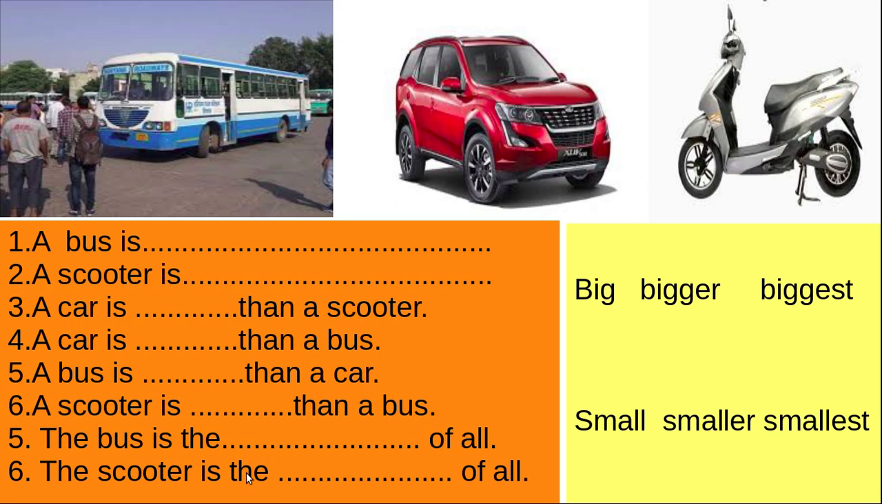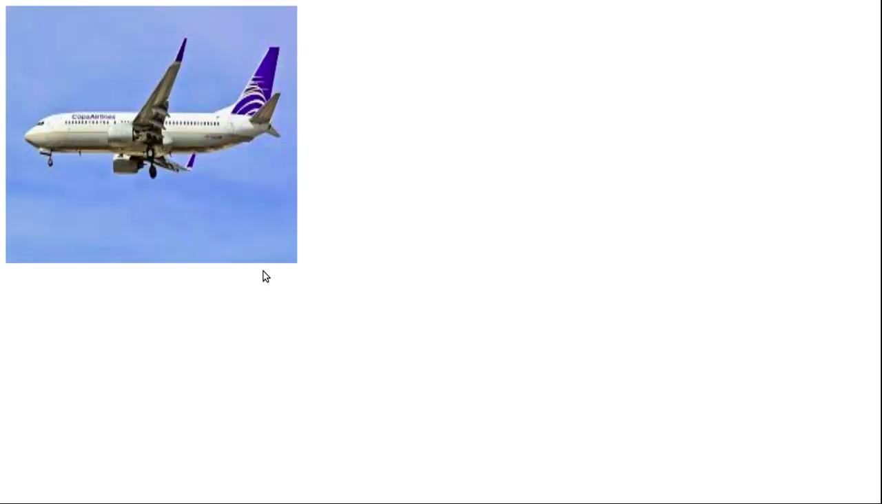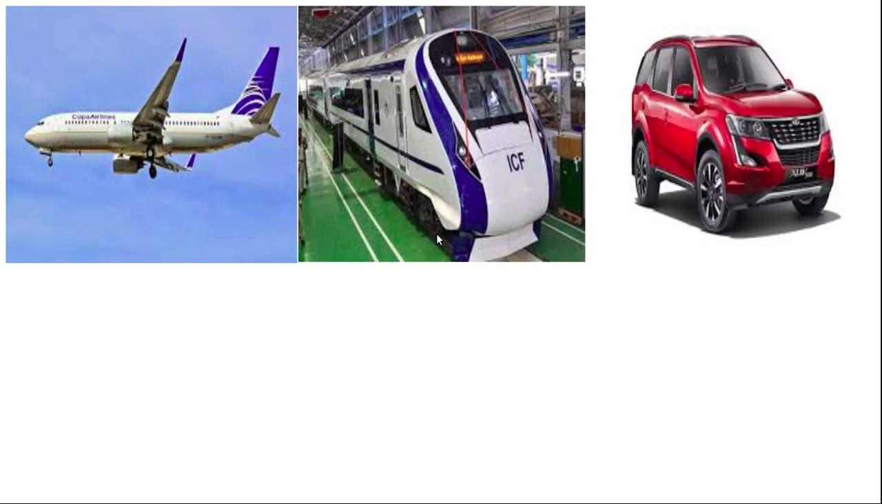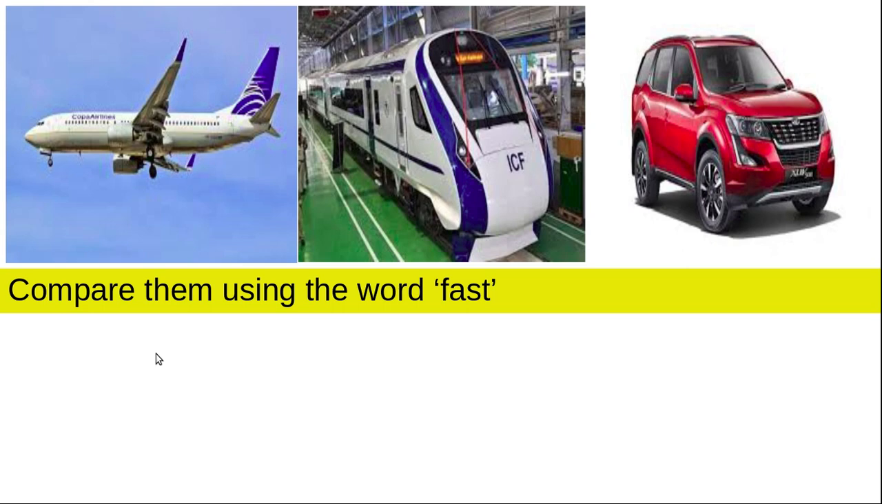I think you got a clear idea about this, and I think your answers are correct. Now see this one. It's an aeroplane, it's a train, and it's a car. Please compare them using the word fast: faster, fastest. Write it yourself.